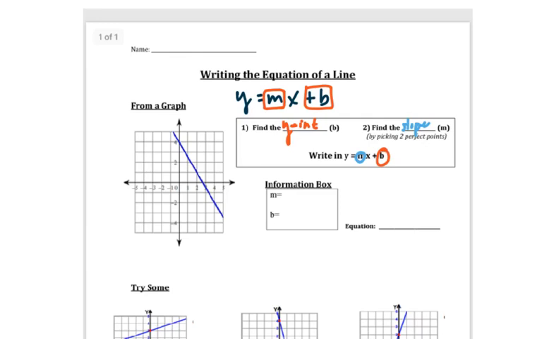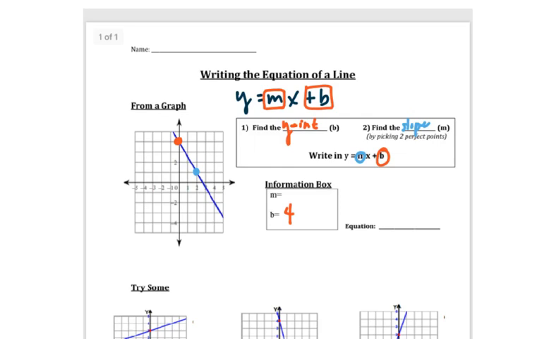So in this one here, it says step 1, find the y-intercept. So the y-intercept of this line is where my line touches the y-axis. So this line touches the y-axis at the number positive 4. So for b in my information box, I know that my b is a 4. Then I need to find the next perfect point. So I follow down my line. Here it is. There is the next perfect point.